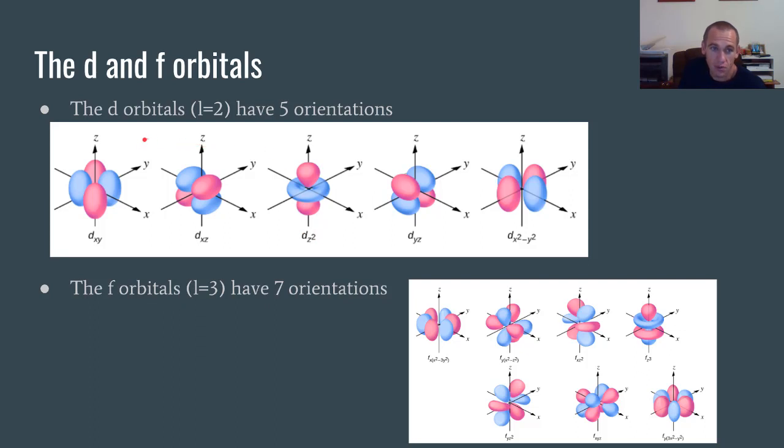So the d orbital has this cloverleaf shape that can be oriented in 5 different ways. Now, you'll argue with me on this one a little bit and say it's not the same shape. That's true, but it is a solution of the wave function there, so it counts. Same down here, we've got 7 ways to orient the f orbitals.